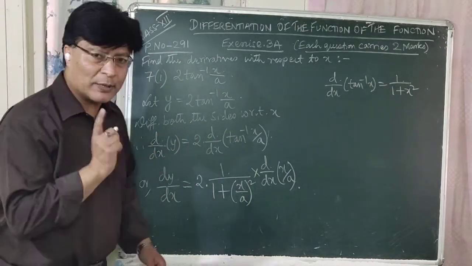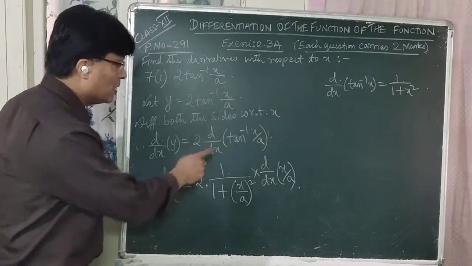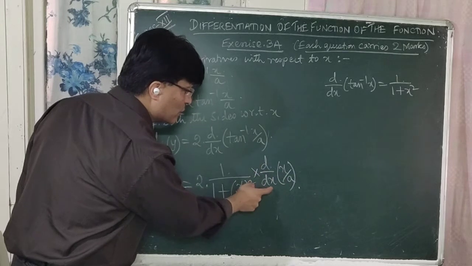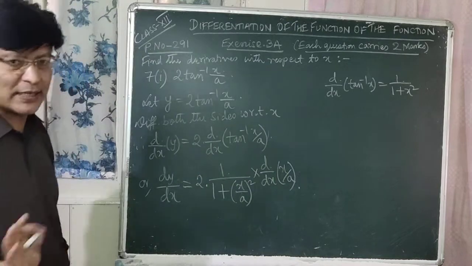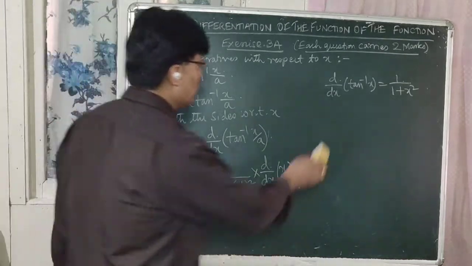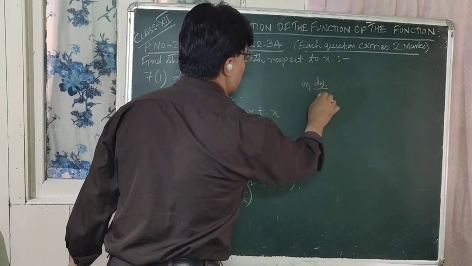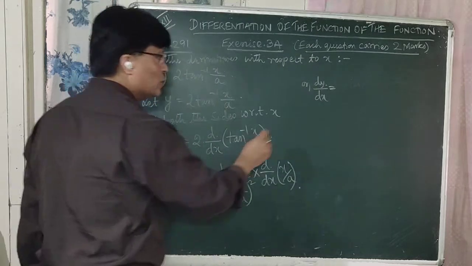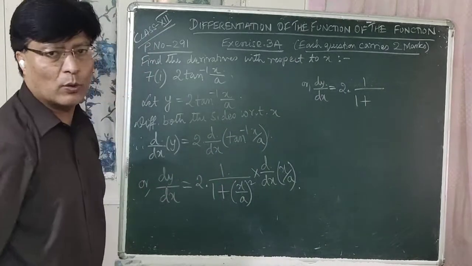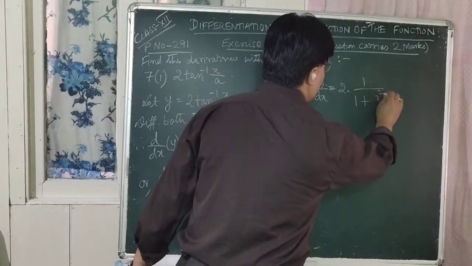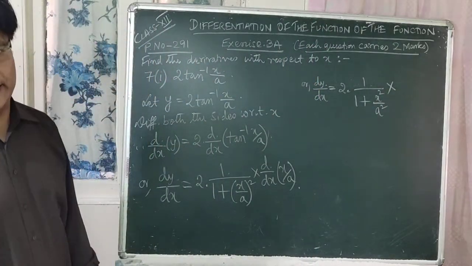Okay? Now, what should be done? The function which we took as x, we have to differentiate again with respect to x. That is, x by a we differentiate again with respect to x. So it is written as dy dx of x by a. Is that clear now? So let us simplify it now. So dy by dx is equal to 2 into 1 upon 1 plus, what is x upon a whole square? It is x square upon a square into, now how will you differentiate dy dx of x by a?